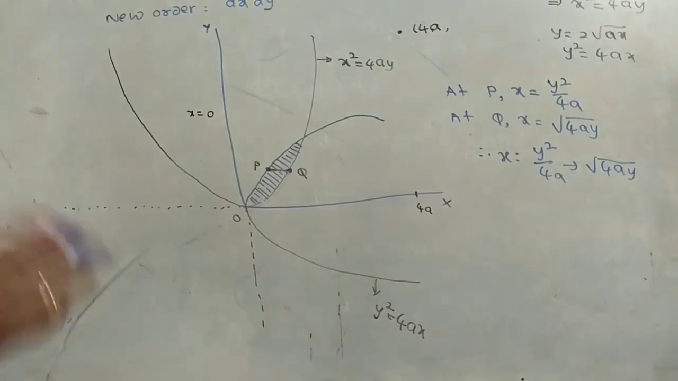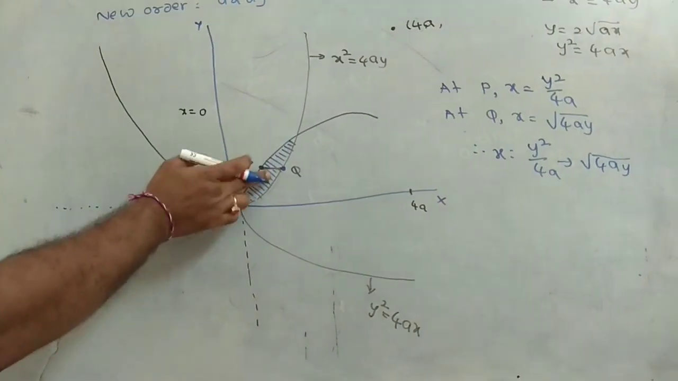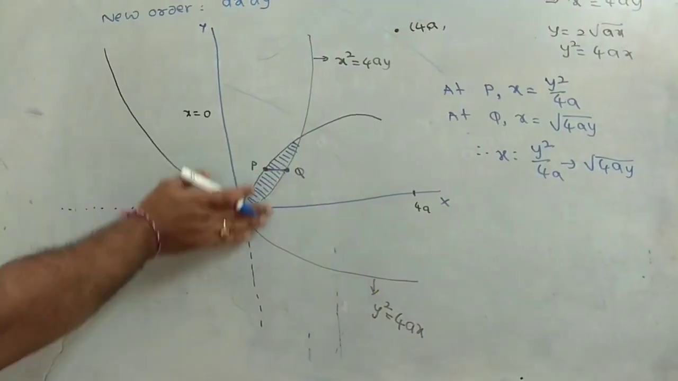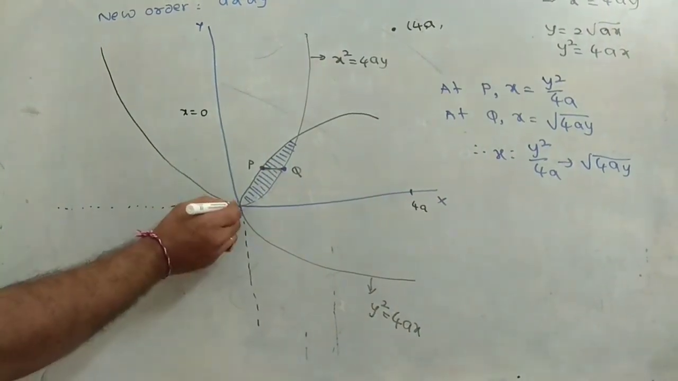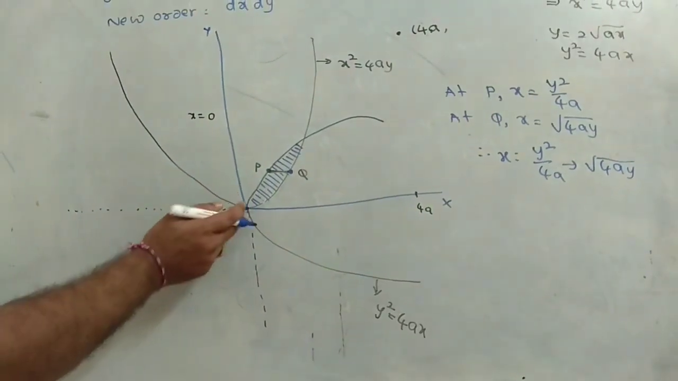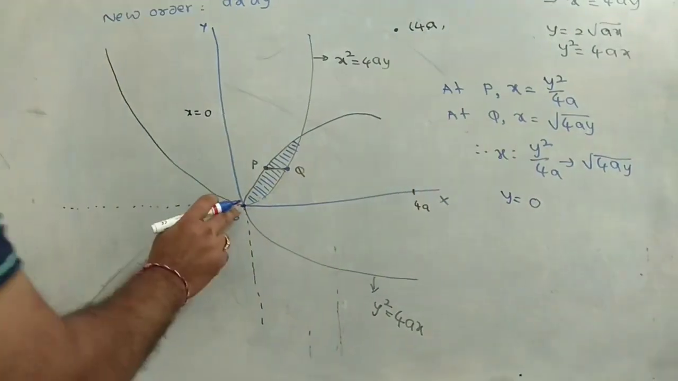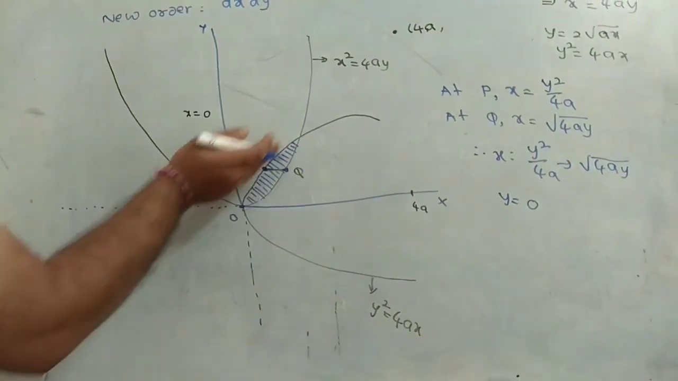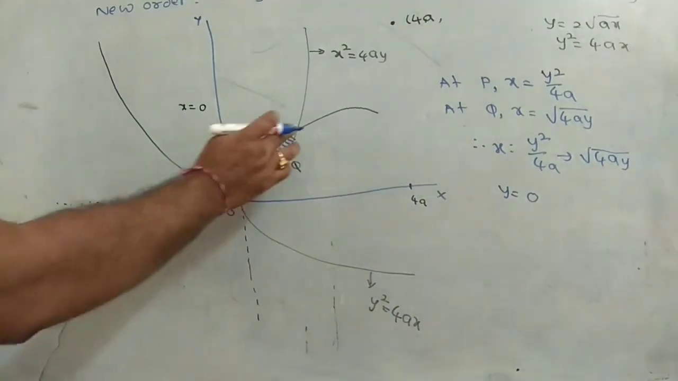Now we need to identify the y variable limits. To identify the limits of the y variable, look at the strip. This strip is moving only in the common area. Only in the common area means you are focusing only from this point to this point. What should be the minimum value? It is y value equal to 0. Now it is moving only up to this particular point.